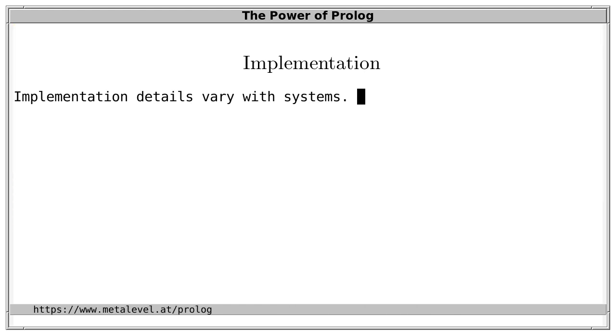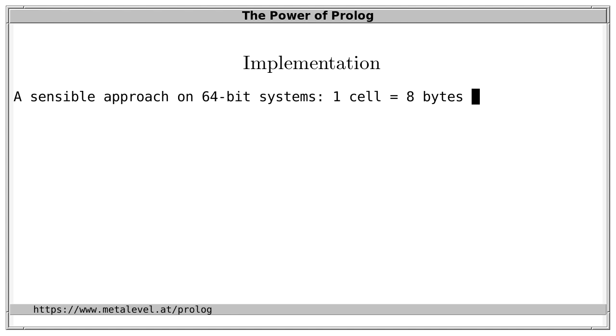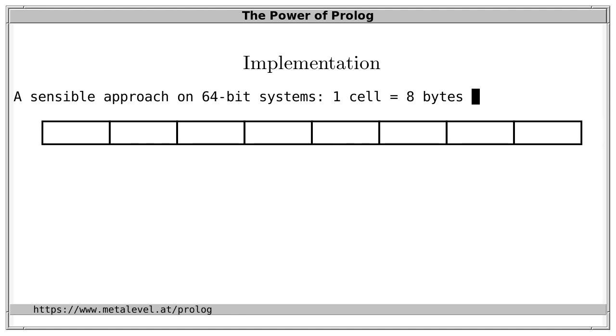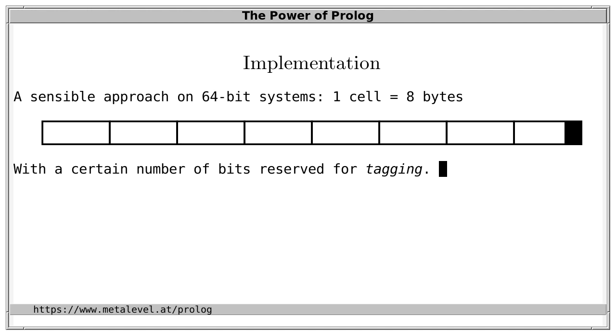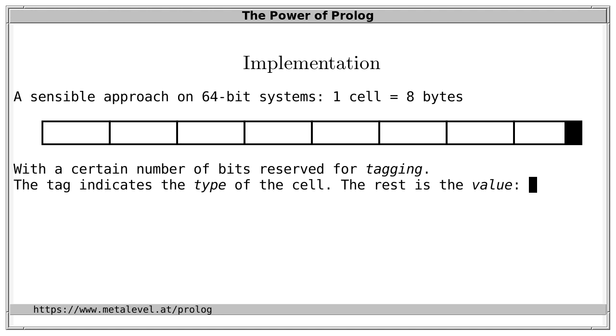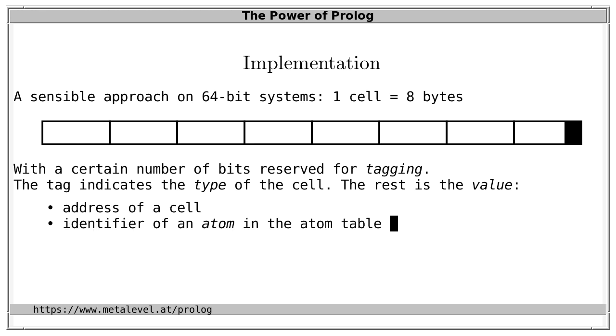And if you use, for example, a lower level language, then on 64-bit systems, a sensible approach would be to say we represent each cell by using 8 bytes, suitably aligned in memory for fast access. And so since each cell address is a multiple of 8, we in fact don't need the lowest 3 bits. And so we can use these bits for tagging to encode the type of the cell. And the rest of the cell is the value. So for a reference cell, it would be the address of a cell. And for a constant, it would be an identifier in the atom table. Or it could store a small integer value and so on.